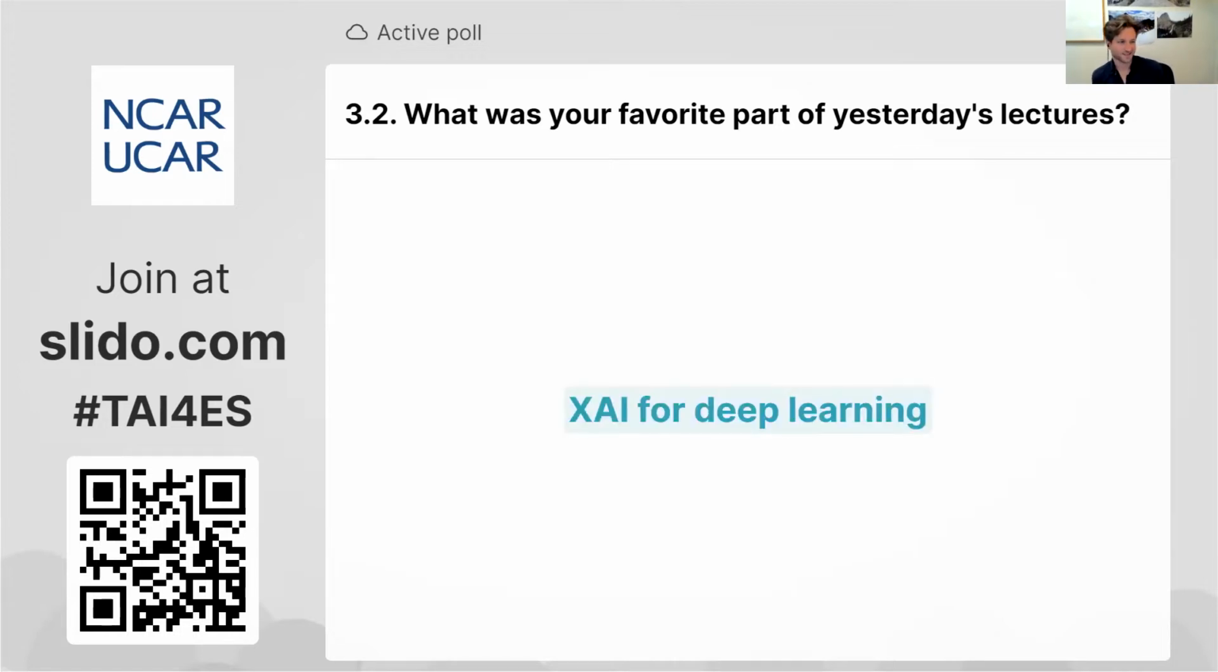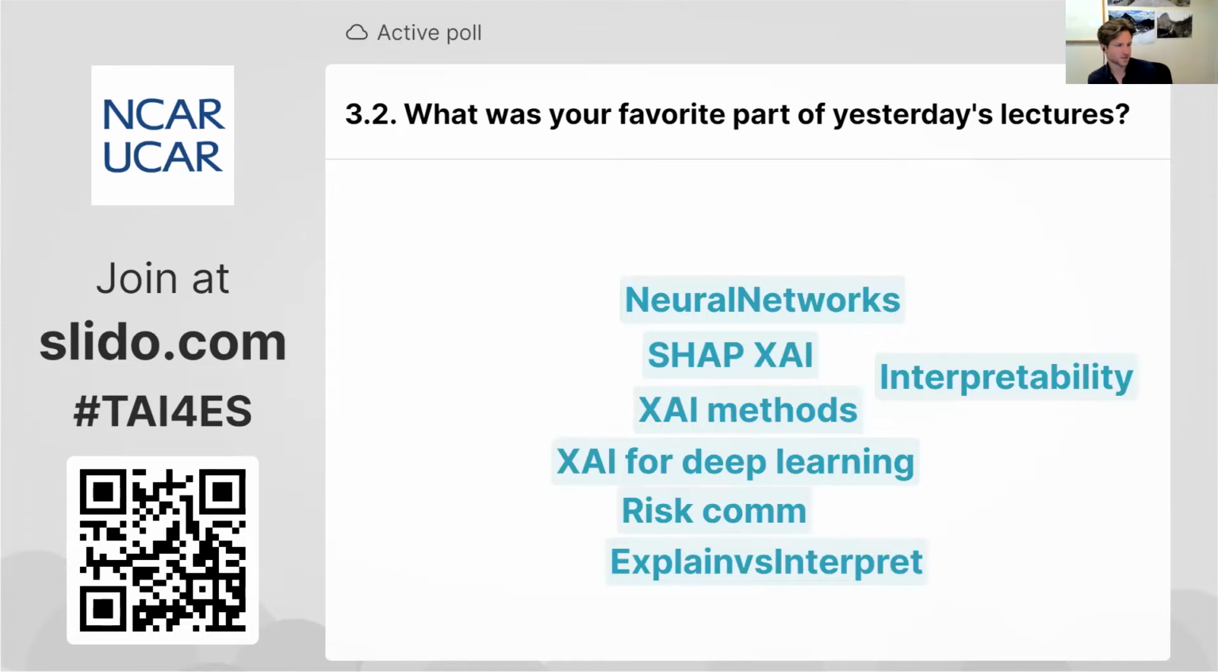Okay, getting the XAI for deep learning. Good. Interpretability, great. Digging into some of those ideas. Thinking about the difference of the terms. There's interesting discussions in Slido yesterday on that. I hadn't thought about the difference of these terms and what they mean.